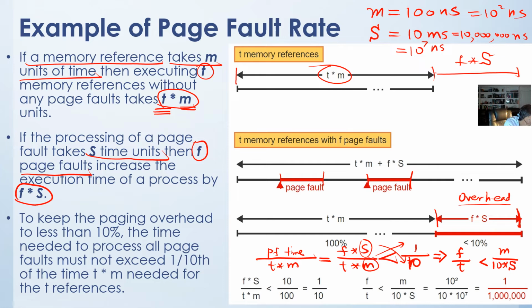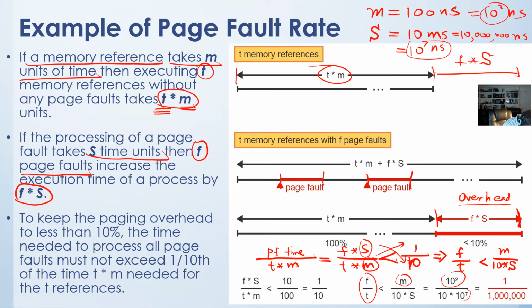Now suppose M is 100 nanoseconds and S is 10 milliseconds, which is 10 to the 7 nanoseconds. So we'll replace the M with 10 squared. We'll replace S with 10 to the 7. Now we got 1 over 1,000,000. Now what does that mean?